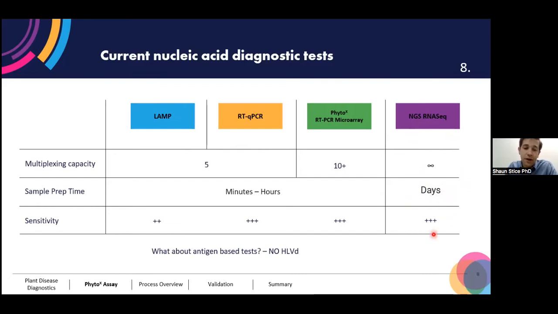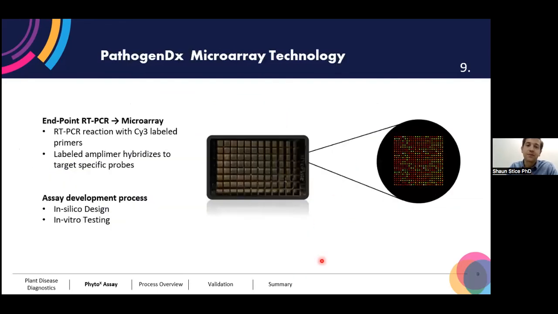I also want to mention there are no antigen tests listed here, so there are ELISA tests and immunostrip tests. Those will work for traditional viruses that have a protein coat. However, hop latent viroid is a naked piece of circular RNA, so it does not have a coat, and antigens cannot bind onto it. Therefore, you can only use these nucleic acid diagnostic tests in order to test for the presence of hop latent viroid.